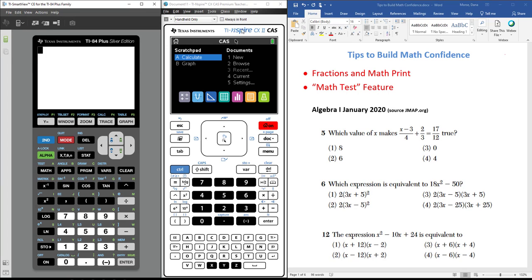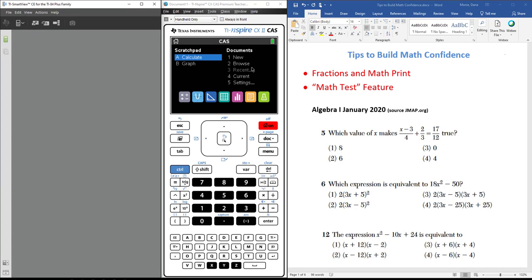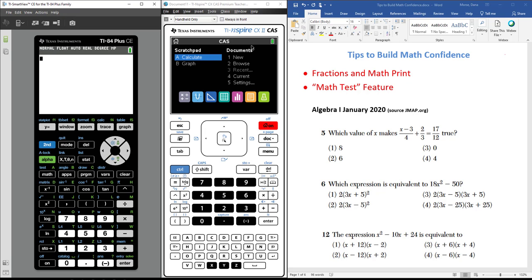And if we have Nspire users out there, I have the Nspire right here as well. I have a feeling the majority of our participants are 84 users, so I will lean heavily on the 84. I'll show some features on the Nspire, but again, if you're an Nspire user and you want more, please visit my YouTube channel.